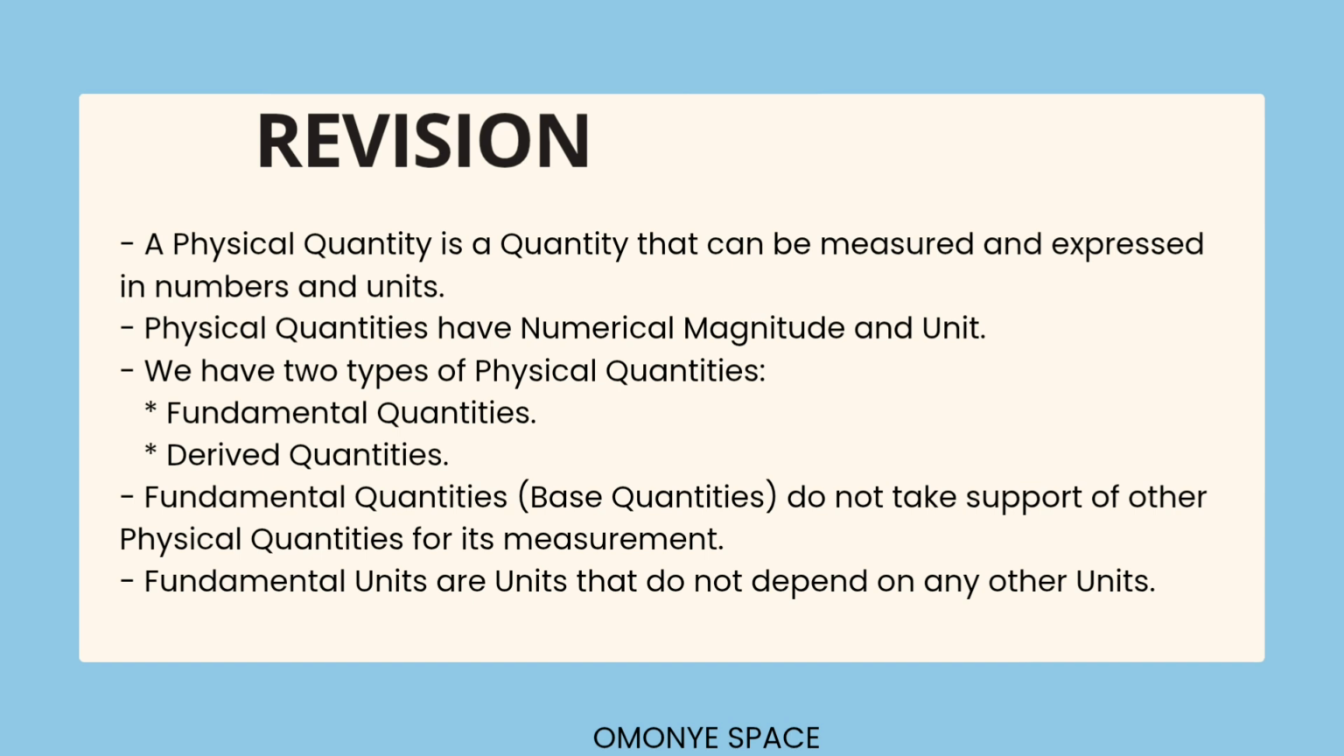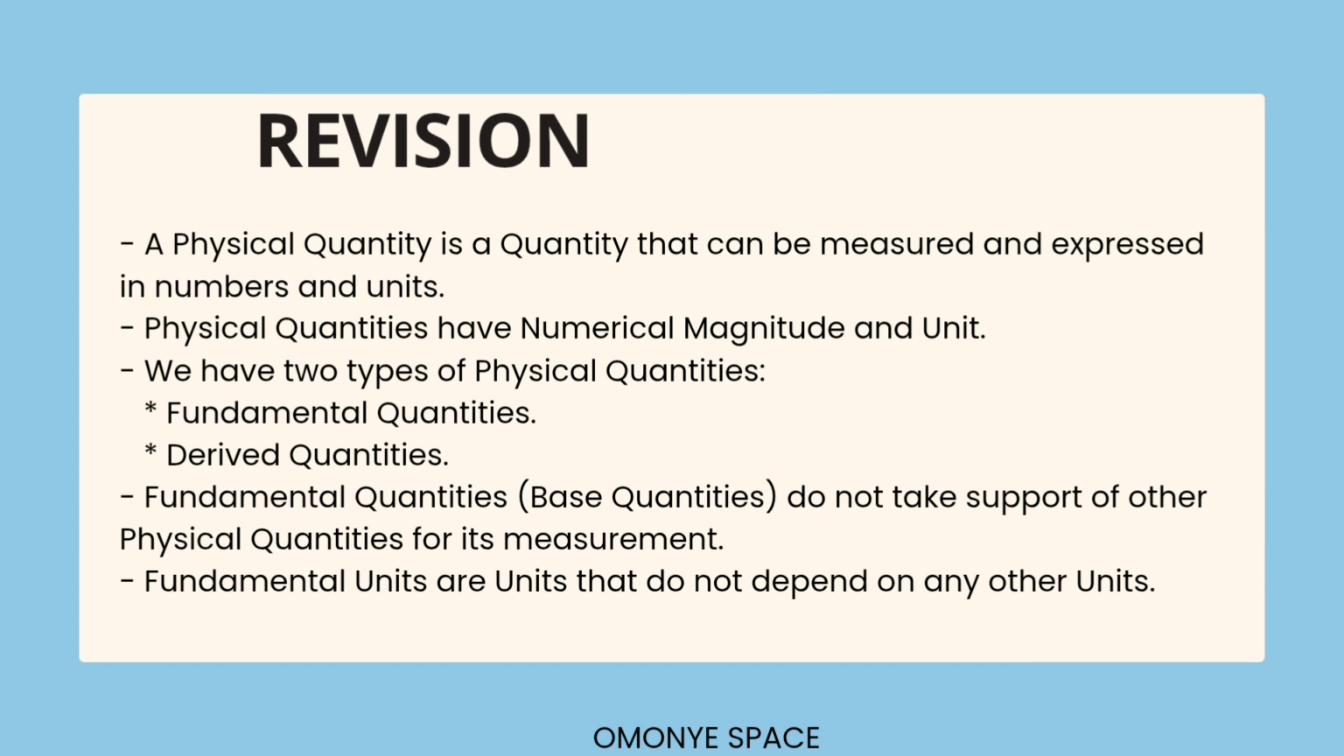From our last lesson, we looked at what a physical quantity is. And we said a physical quantity is a quantity that can be measured and expressed in numbers and units. Physical quantities have numerical magnitude and units. If you remember clearly, we used the height of a student as an example. The student has a height of 102 centimeters. 102 is the numerical magnitude and centimeter the unit. As long as those two exist, then it is a physical quantity.